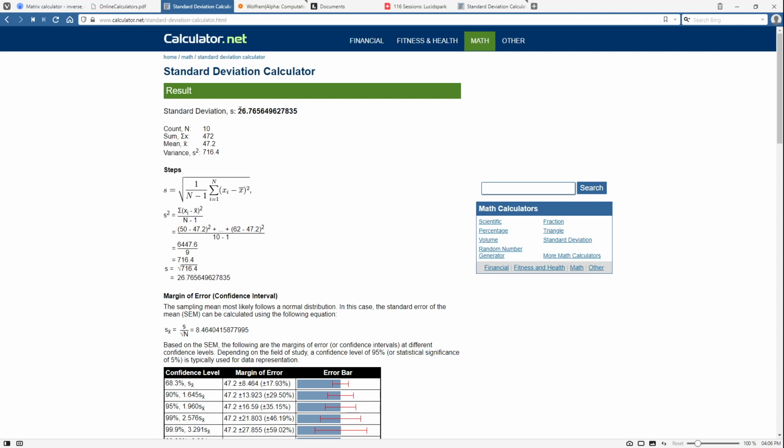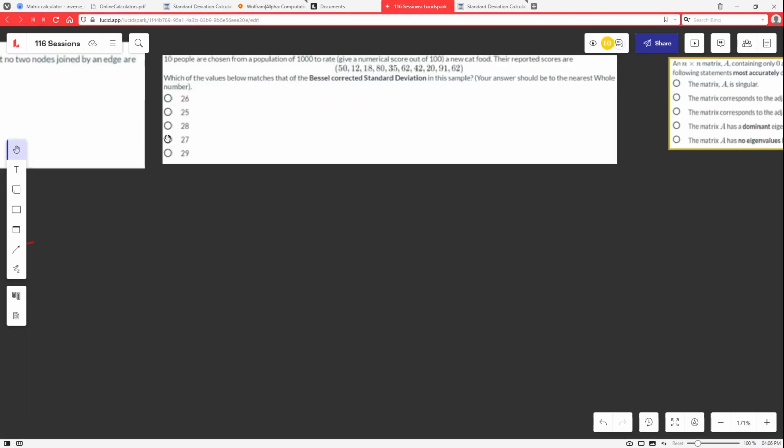Our standard deviation is 26.7. We want to round that to the nearest whole number, which is 27. Go back to this. 27 is here. We want this one.